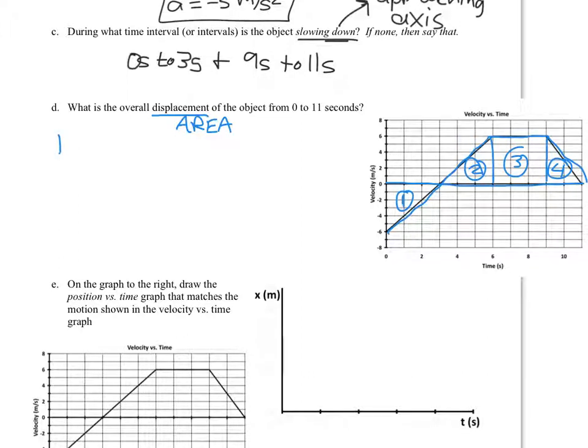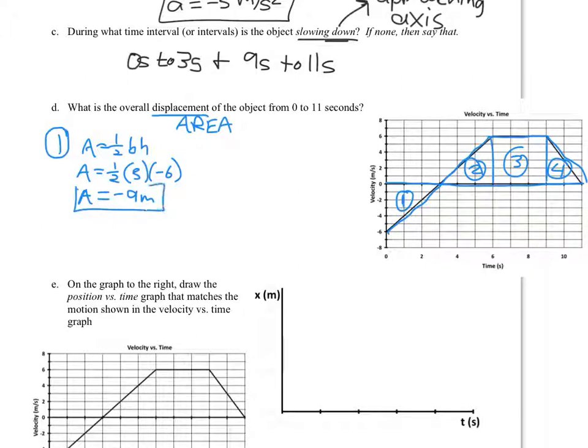So for that first shape there, it is a triangle, so the area is going to be 1/2 base times height. So that area will be 1/2, base is 3, height is negative 6. We do include the negative, it's below the axis, and we get an area there of negative 9 meters. Moving on to area 2, another triangle here. The base of that triangle there is going to be 3. The height is positive 6. So that gives us an area of positive 9 meters.